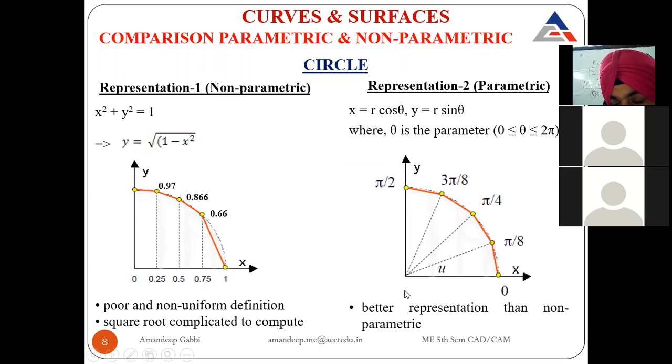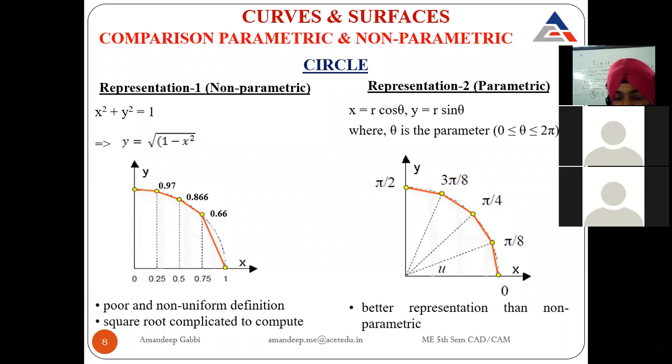Similarly, on the other hand, the same number of variables are taken, 1, 2, 3, 3 readings are taken. Now the curve is much smoother than the curve generated in non-parametric equation. So the non-parametric is a poor and non-uniform definition, complicated to compute. The parametric is a better representation than non-parametric. I think it is very much clear what is non-parametric and parametric equation.